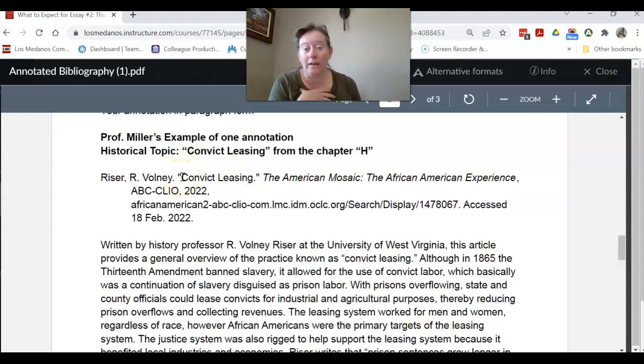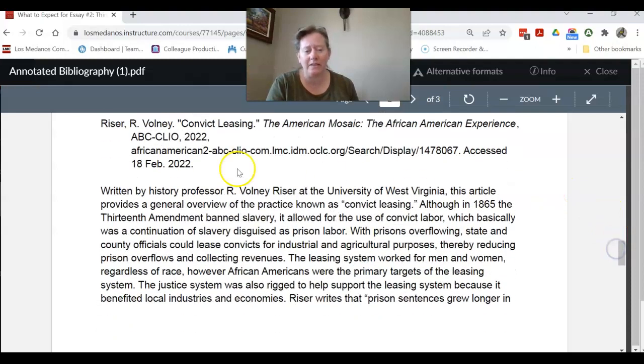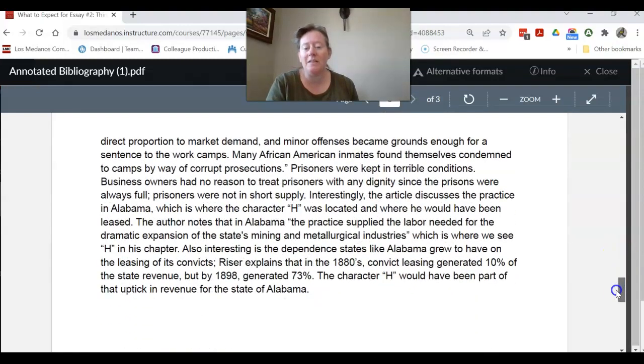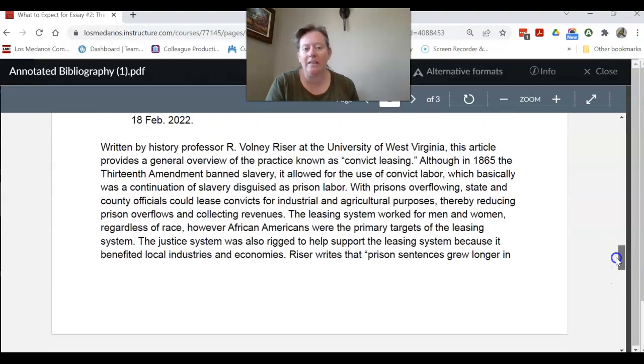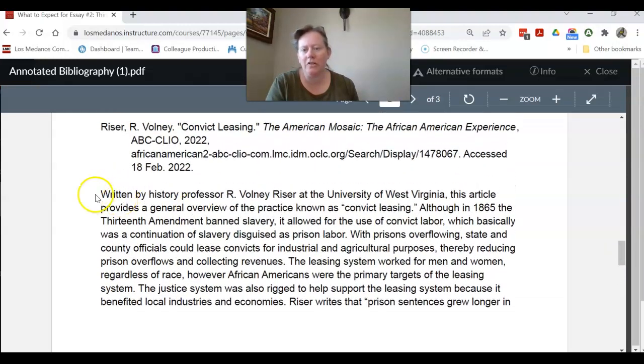Now, I don't have a whole lot of foundational knowledge about convict leasing. So my first annotation had to be about, what is this all about, right? That was my goal from my very first annotation. And so I read about convict leasing, and here is my annotation. This is about how long your annotation should be. Again, there's not a word count, but if you're turning in something that is only 2 or 3 sentences, that's not going to provide a lot of information, and it's also not necessarily going to help you when you go to write essay number 2, which you'll have to read about or watch the next video.